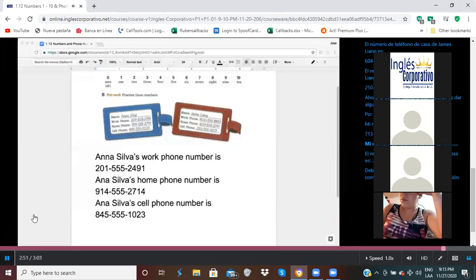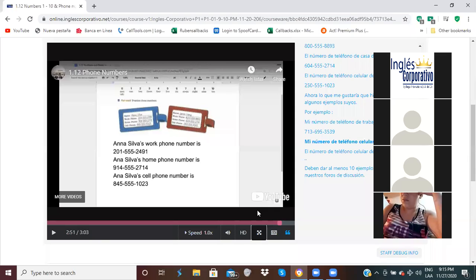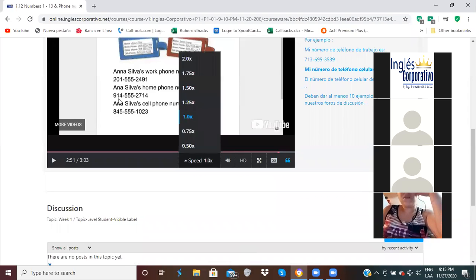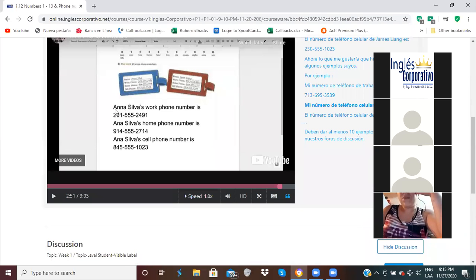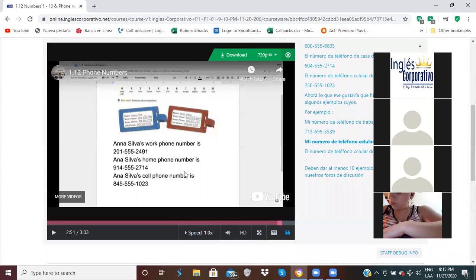All right. So for this activity, what you're going to do is work here in the discussion forum and write 5 original examples similar to these examples. Van a escribir 5 oraciones similares a estas con sus propios ejemplos. 5 oraciones. Ready? Let's go. In pairs.